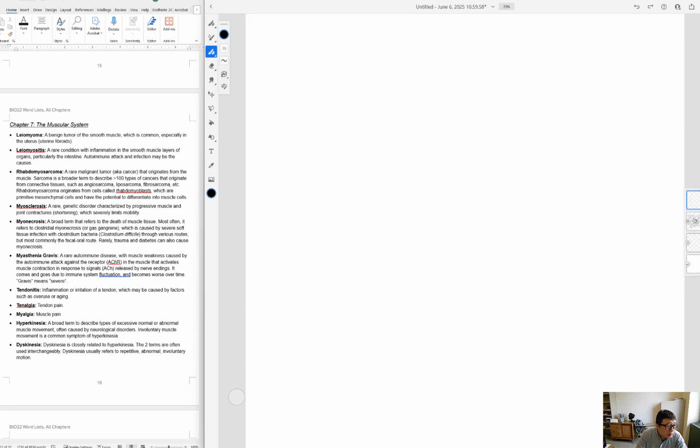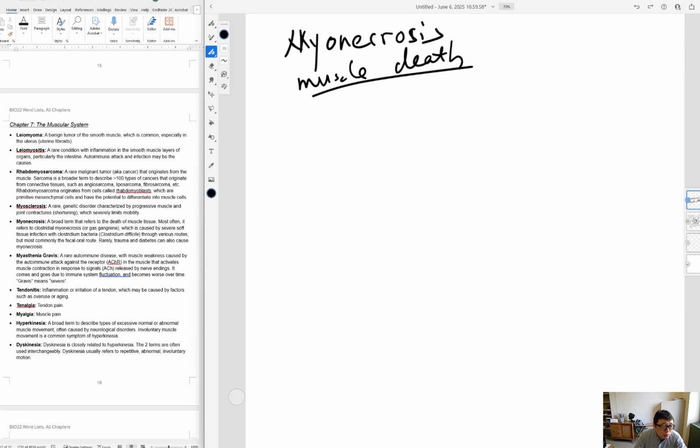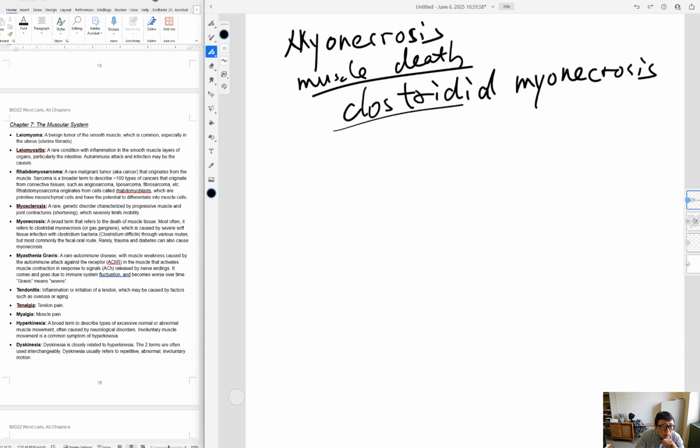Next one. Myonecrosis, muscle death. In general, any condition causing muscle cell death is called myonecrosis. And more commonly, it refers to a special type of muscle death called clostridial myonecrosis.